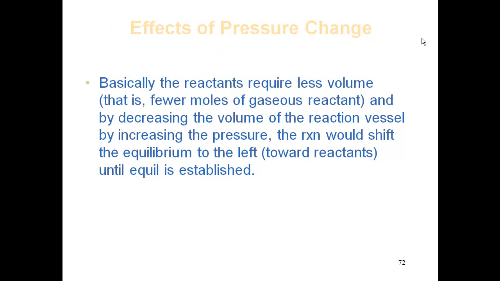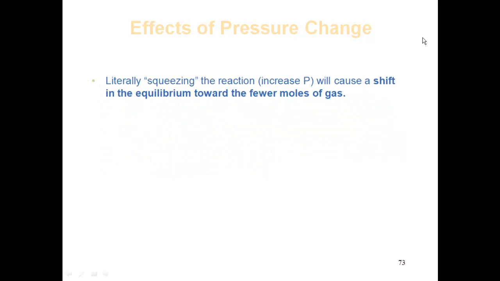Basically, the reactants require less volume, that is, fewer moles of gaseous reactants. By decreasing the volume of the reaction vessel, which increases the pressure, the reaction would shift the equilibrium to the left toward the reactants in this example, until an equilibrium is reestablished. Literally squeezing the reaction, an increase in pressure will cause a shift in equilibrium toward the fewer number of moles of gas. So if I increase pressure, which is basically a decrease in volume, it's going to shift to the smaller number of moles of gas to reach equilibrium again.